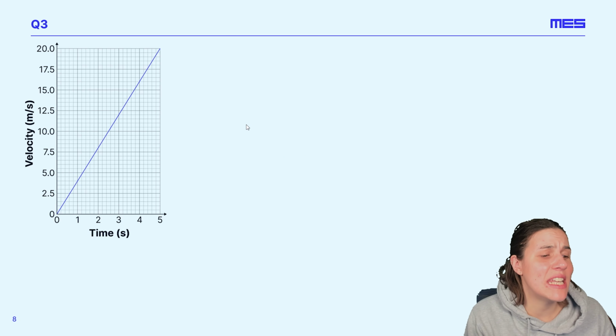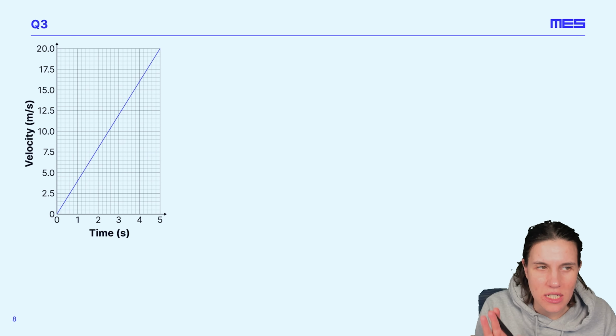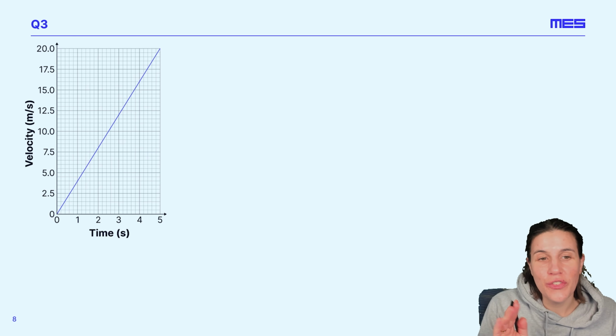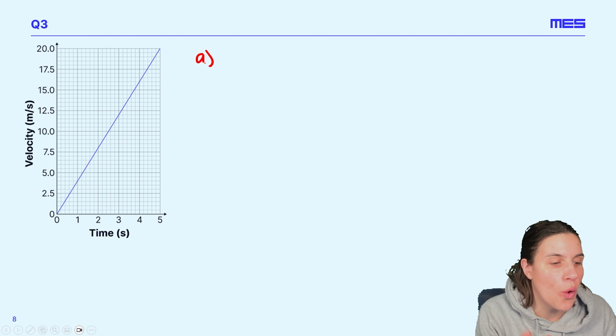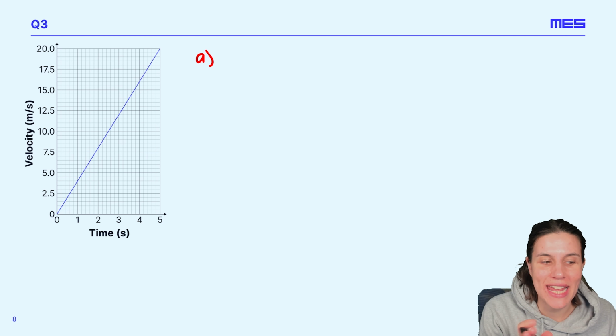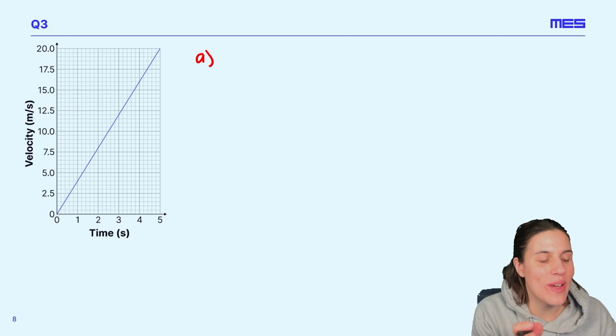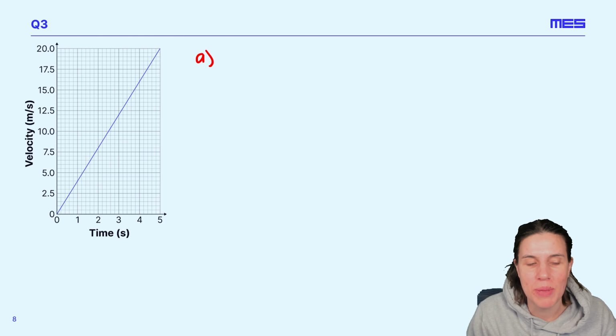Now, question 3 is a little bit different because question 3 is now showing us a velocity time graph. So the first question asks us to show that the acceleration of this graph is 4 meters per second squared. Now, if you ever get a show that question, it's normally a sign that you're going to have to use that number in a later question. So we're going to bear that in mind for parts B and C.